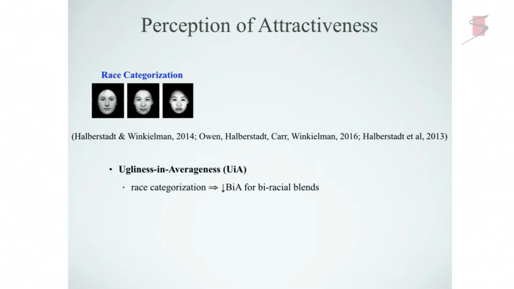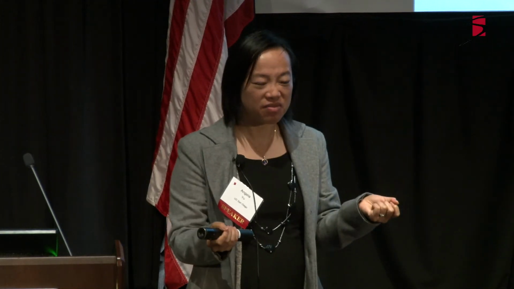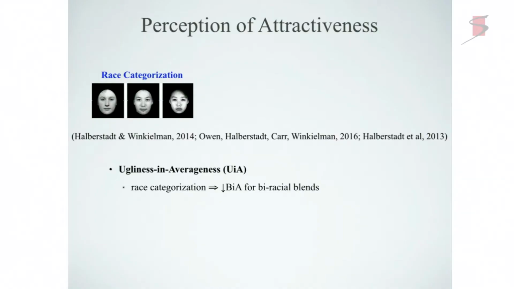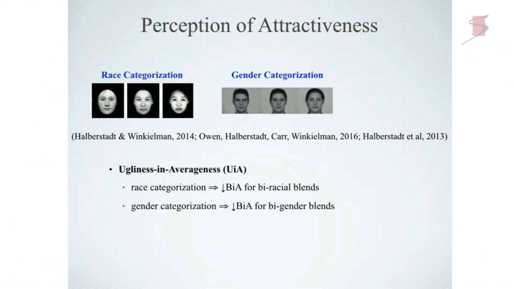If you take a blend of faces from two different races, like Caucasian and Asian, people still find that more attractive. So it has a normal BIA effect, beating averageness effect. But if you ask people first to do a race categorization, is it Caucasian or is it Asian, then you find that the blend is actually less attractive than the parent faces. Same is true if you take a bigender blend.